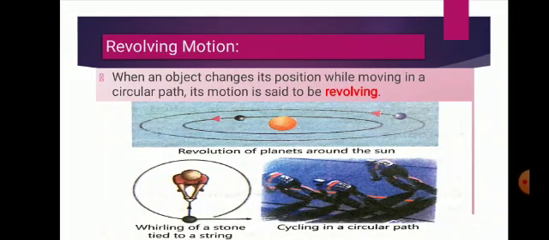And the difference between these two is that in rotation, the object does not move as a whole. Instead, the object moves on its own axis. Okay? And in revolution, an object moves as a whole from one place to another, like the earth moving around the sun, causing the change of seasons. Clear?